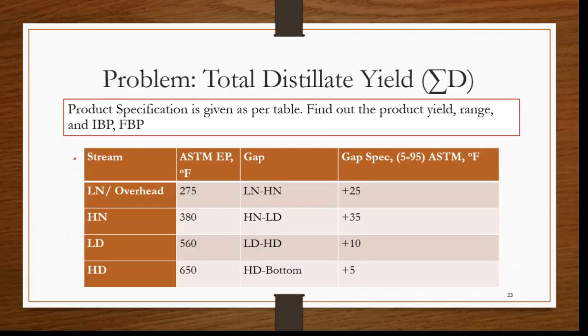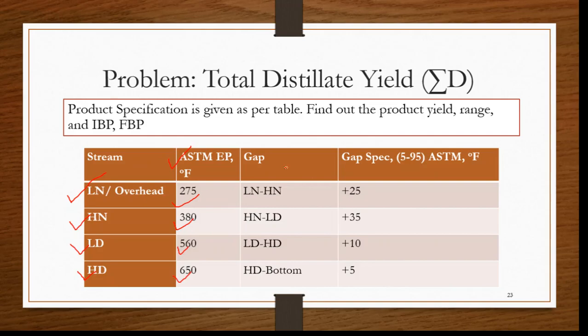So we are going to solve the problem for the calculation of total distillate yields. The given conditions are that all these four products are produced from the atmospheric distillation column: light naphtha, heavy naphtha, light distillate and heavy distillate. The second information that is required is the ASTM endpoint. All the ASTM endpoints of all products are given here in degrees Fahrenheit.